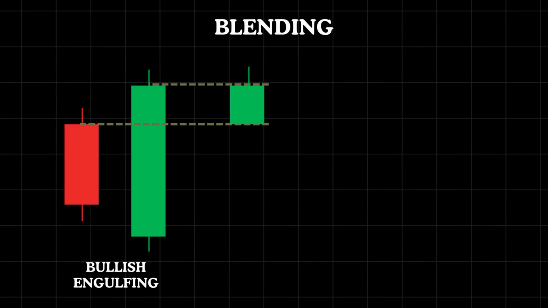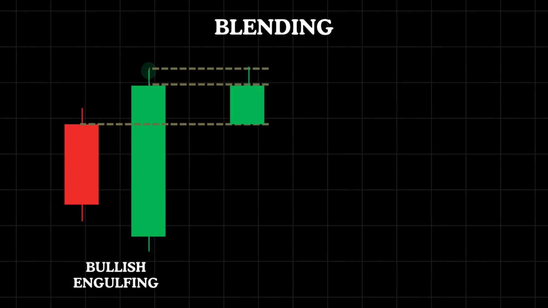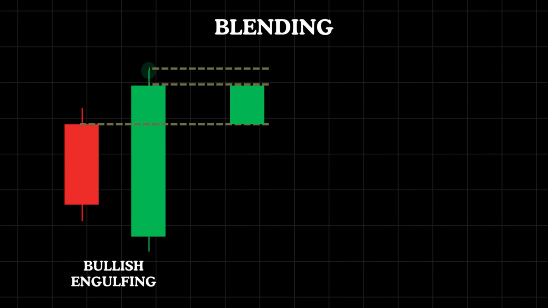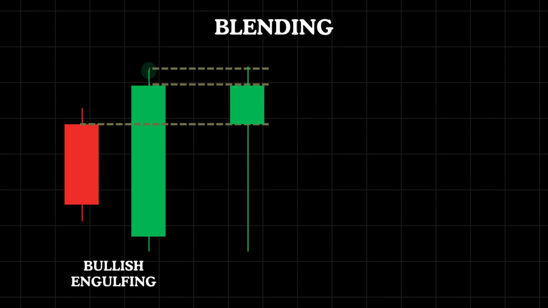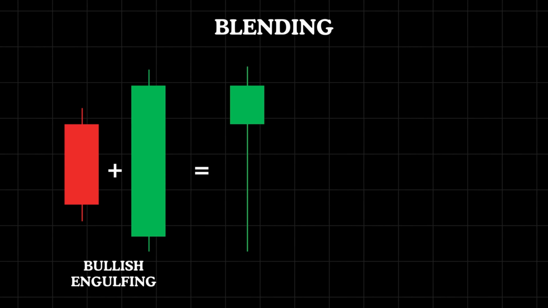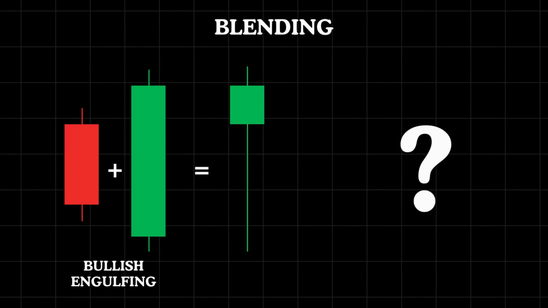Next, identify the highest price among the 2 candles. This will define the upper wick, extending from the top of the body. Similarly, the lowest price among the 2 will create the lower wick, extending downward from the body. Now that the blending is complete, a new single candle is formed. Let's determine what type of candle this is.